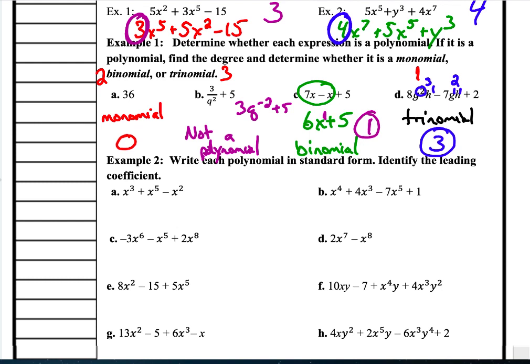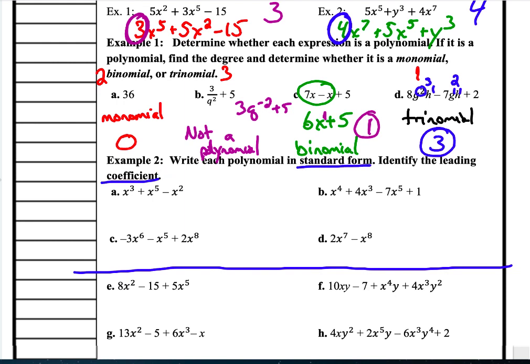All right, so take a couple minutes. I want you to try the next couple. I just want you to do the first 4. Try them for yourself. You're going to write it in standard form and identify the leading coefficient. And then hit play again and see if you agree with my answers.